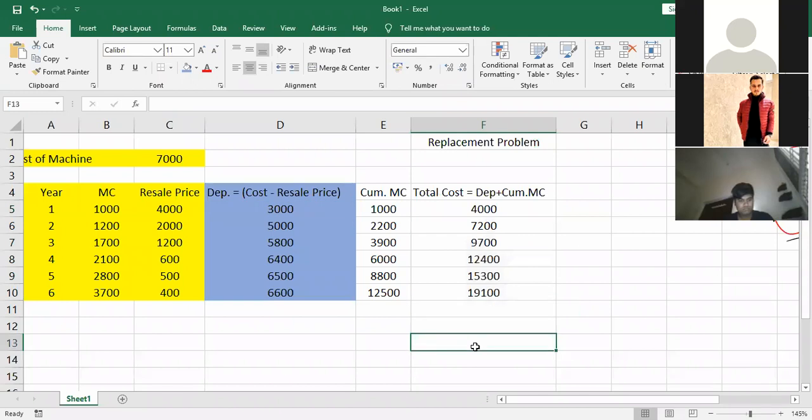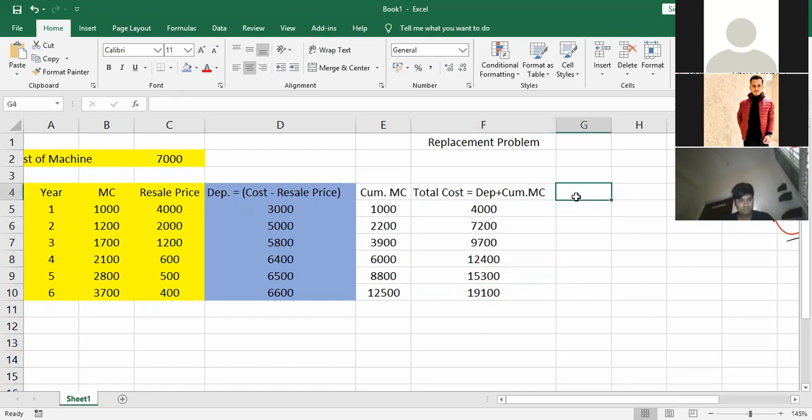So it is clearly mentioned that in 1 year I spent 4,000 rupees. In 2 years I spent 7,200 rupees. In 3 years I spent 9,700 rupees. In 4 years, from the first year to the fourth year, I spent 12,400. In 5 years, 15,300. In 6 years, 19,000.